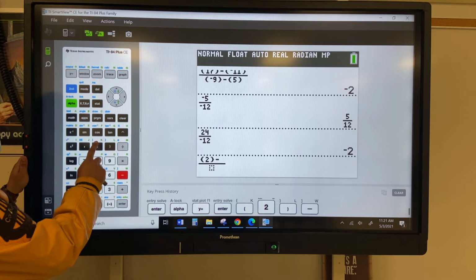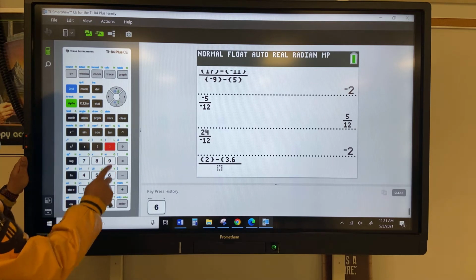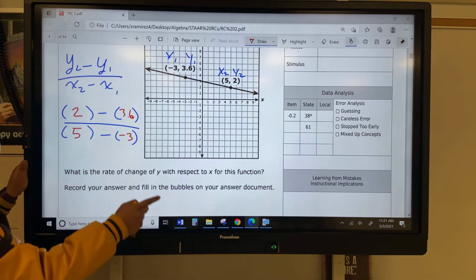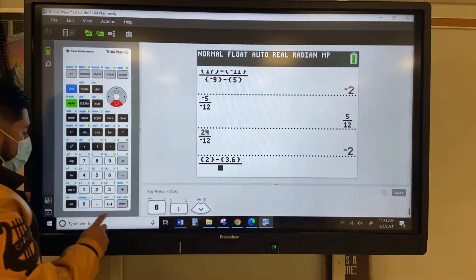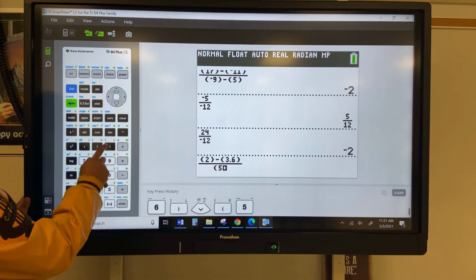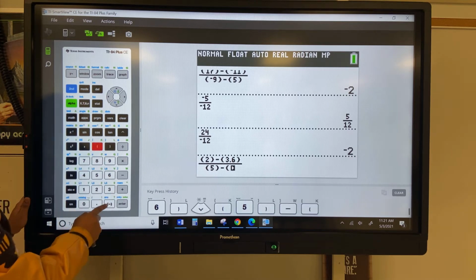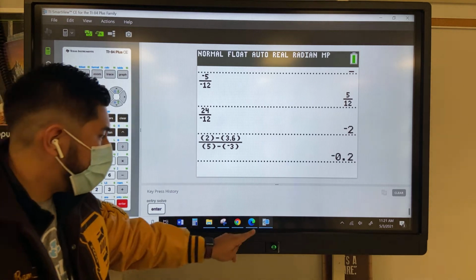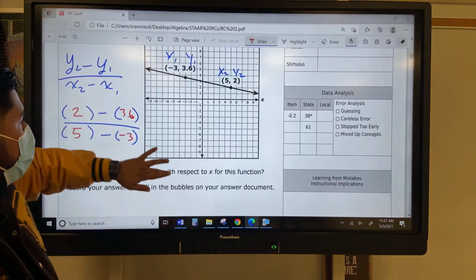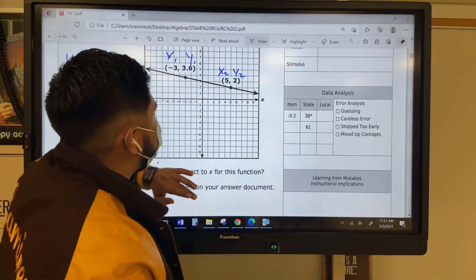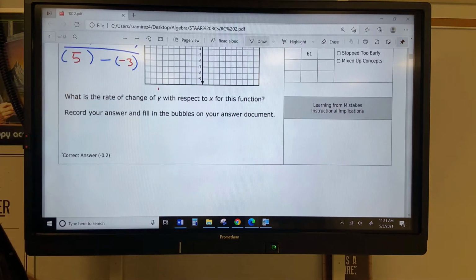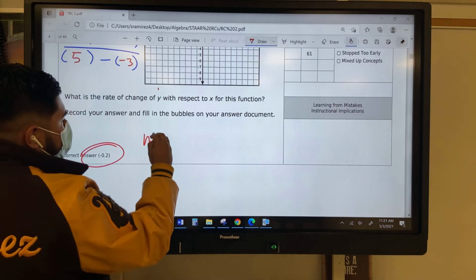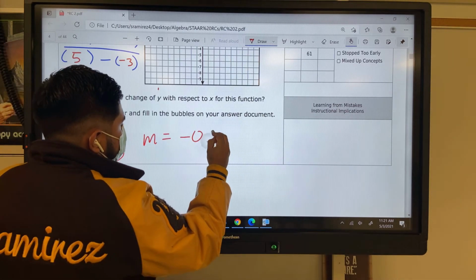2 minus parentheses 3.6, parentheses. Go down. 5 minus negative 3. Negative 0.2. It'll give you a fraction if it gives you a fraction, but in this case, this looks good. Slope is negative 0.2.